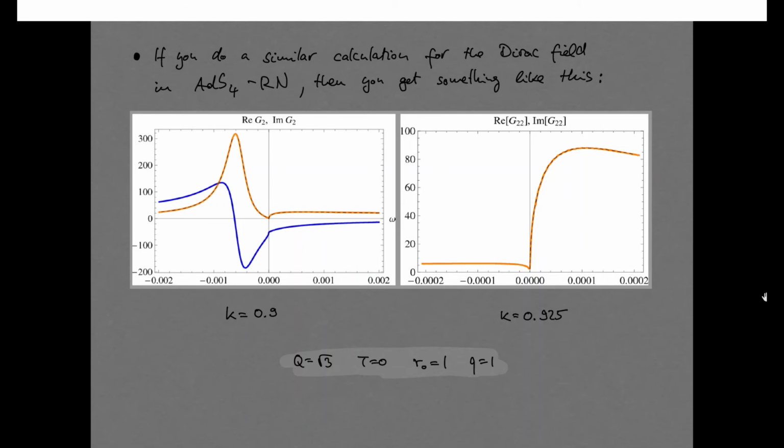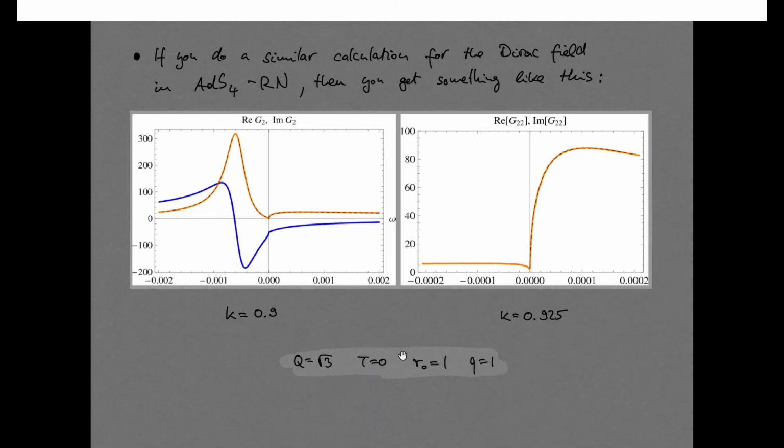Okay, so in the exercise, you studied the charged scalar field in AdS Reissner-Nordstrom. If you now do a similar calculation, but instead of a scalar, you take a Dirac field in AdS4 Reissner-Nordstrom, then the result for the retarded Green's function will be something like this. So what do we see here? In the first diagram, I plotted the Green's function and I set the momentum to be equal to 0.9 in some units, where I set the charge, the Q constant, equal to square root of 3 in 4 dimensions. So we are in AdS4 Reissner-Nordstrom.